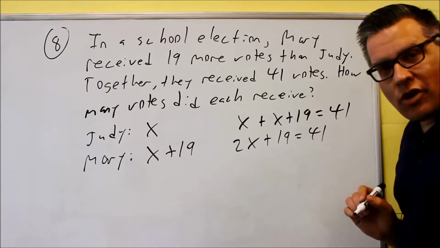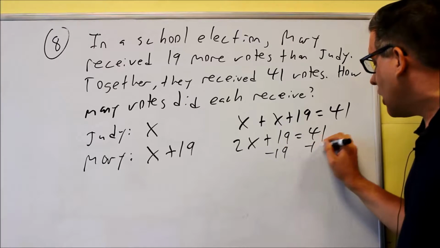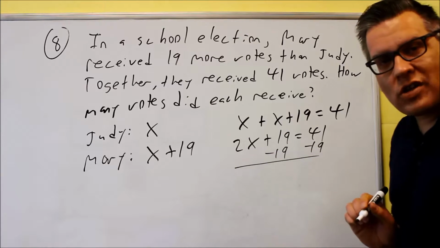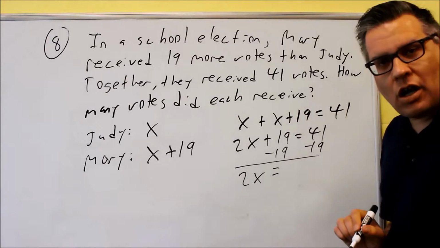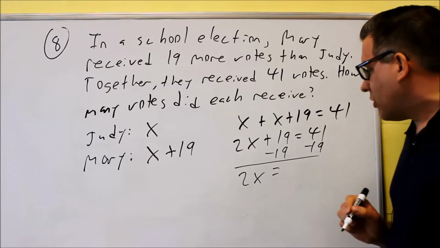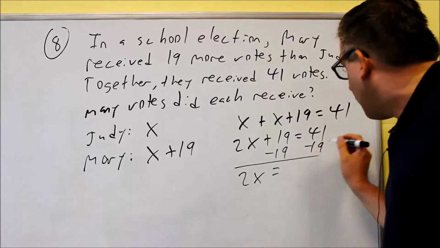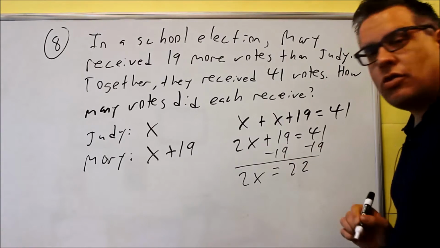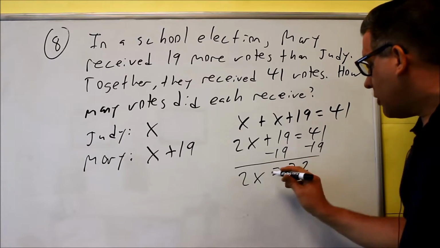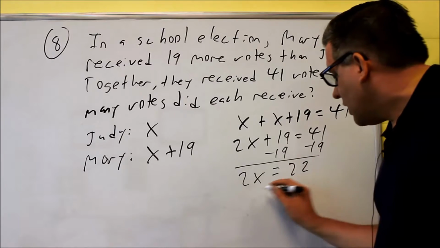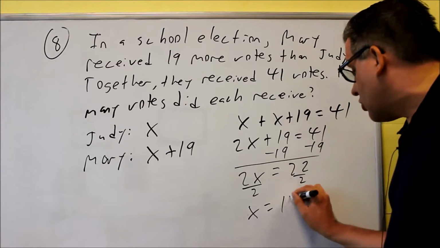Now we want to solve for x. So when I get rid of the 19, we're going to do opposite operations. Subtract 19 from both sides of the equation. And we get 2x. The 19s are going to cancel. And now we're going to subtract this. So when I subtract that, I get 22 left over. Okay, so now I'm going to divide both sides by 2. Opposite operation there. And I get x is equal to 11.